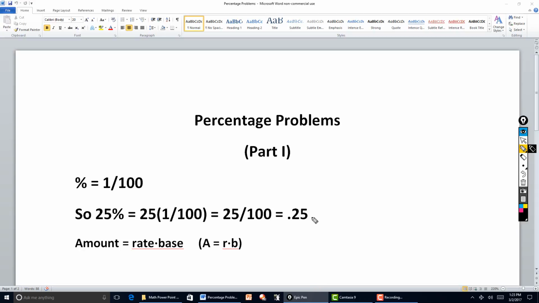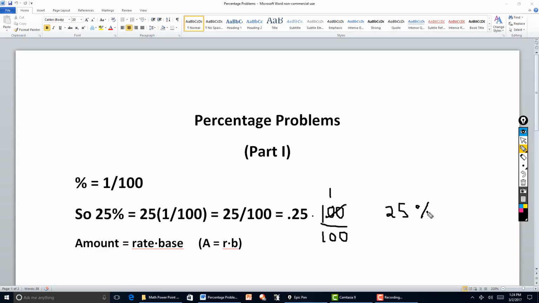Now going back the other way, if I have 0.25 and I want to convert this to a percent, then I'm going to multiply this by 100 over 100. 100 over 100 is just 1, so I'm just multiplying the number by 1. Multiplying a number by 1 does not change it. So if I multiply 100 times 0.25, that gives me 25. That leaves me with 1 over 100, but that's your percent sign.